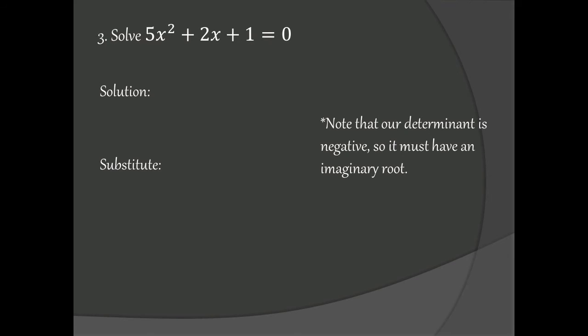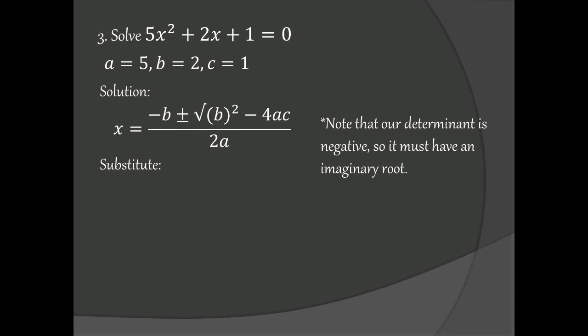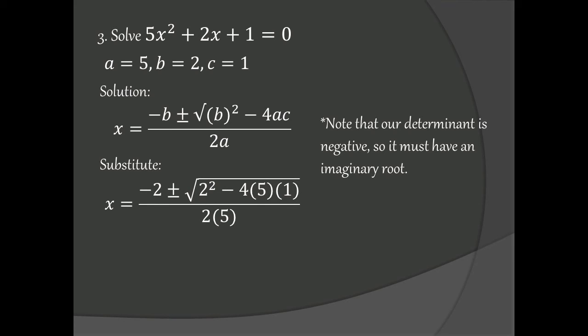Third example, solve 5x squared plus 2x plus 1 using the quadratic formula where a is equal to 5, b is equal to 2, and c is equal to 1. Solution. x is equal to negative b, positive and negative square root of b squared minus 4ac all over 2a. So we must simply substitute the values of a, b, and c.